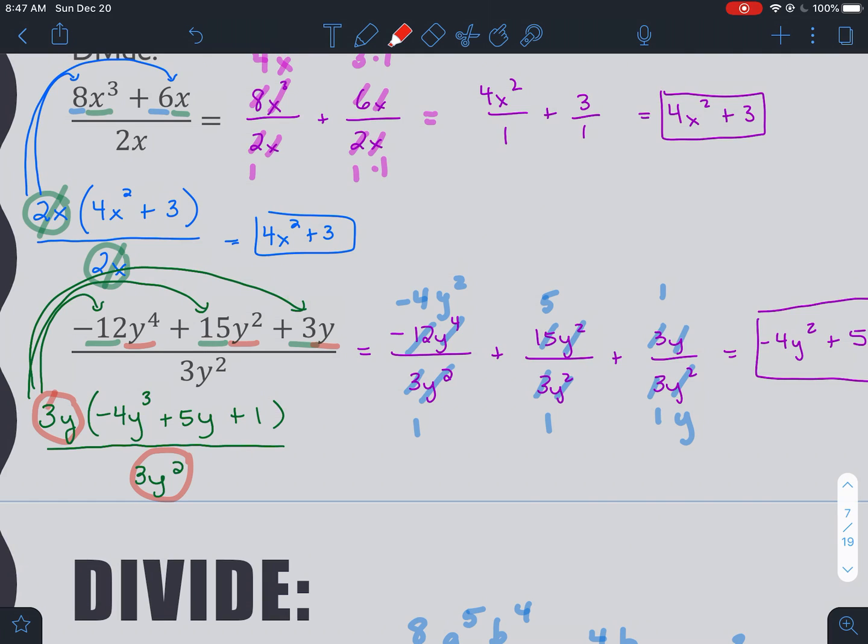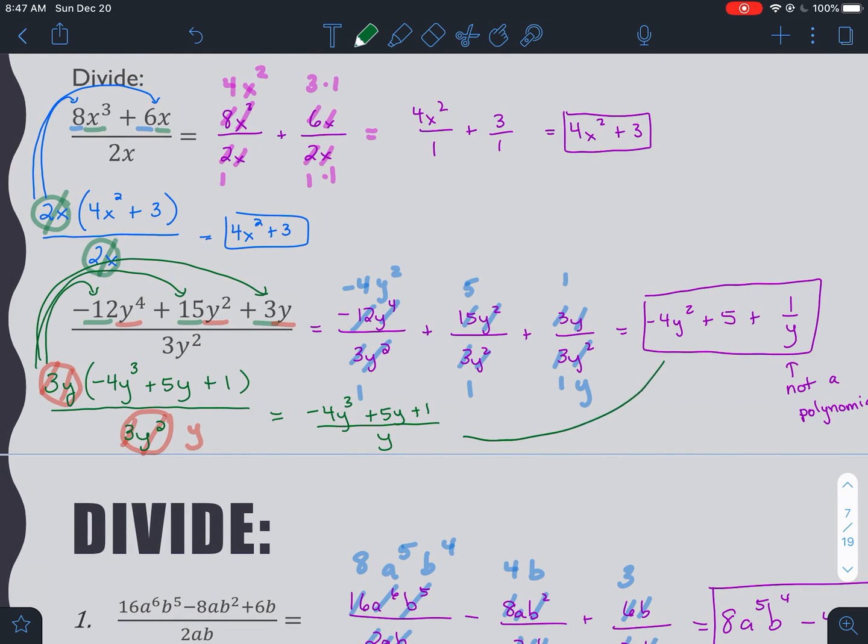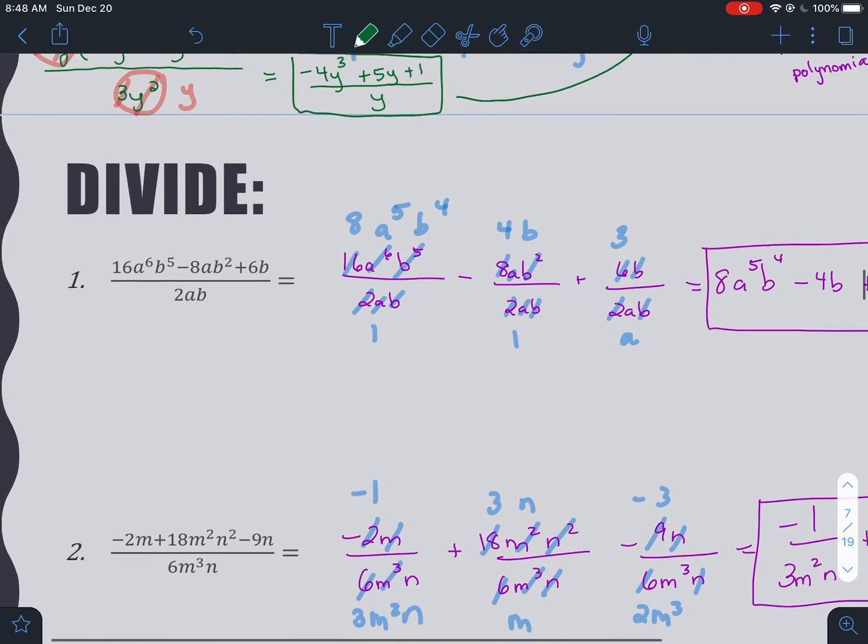And so now, if you look, you have a monomial and a monomial, so you can reduce them with each other. 3 and 3 reduce, and then y and y squared reduce. And so we're just going to be left with the y in the denominator. So another way of writing this would be negative 4y cubed plus 5y plus 1, all divided by y. And that's another way to write that answer. And notice, if we divided each of those terms by y, you would end up with the purple box, negative 4y squared plus 5 plus 1 over y.